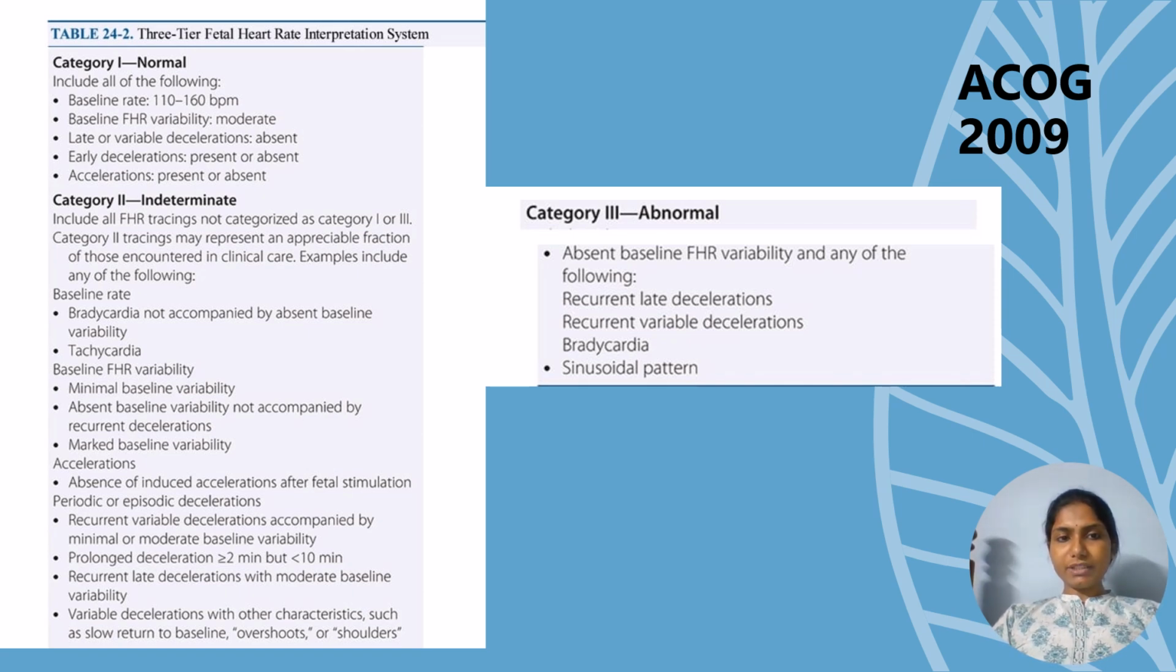The second important category is the indeterminate or the suspicious category. In this, the baseline might be bradycardia, but there might not be absent baseline variability, and sometimes there might be tachycardia also, and baseline variability is not accompanied by recurrent decelerations. So what is recurrent decelerations? If the decelerations are persisting for more than 50% of the contractions, then it is called recurrent decelerations.